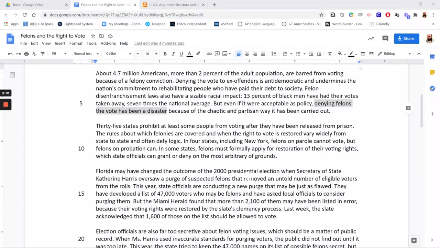As you've learned about thesis statements in the past, when a thesis statement is written the right way, it should preview the various lines of reasoning that the text is going to use to support that primary claim. So here in what we think might be the thesis statement, it says, because of the chaotic and because of the partisan way it has been carried out. Now I could go ahead and start mapping that out as those two items being my 2 main premises leading to the primary claim.